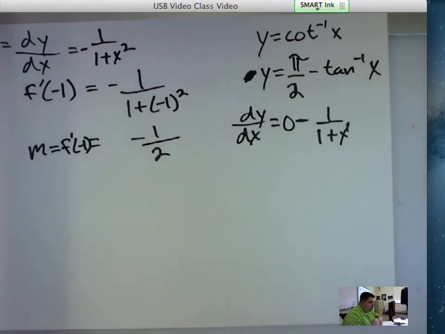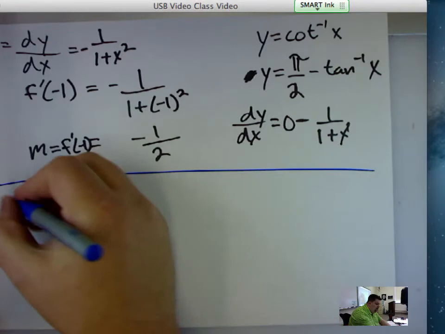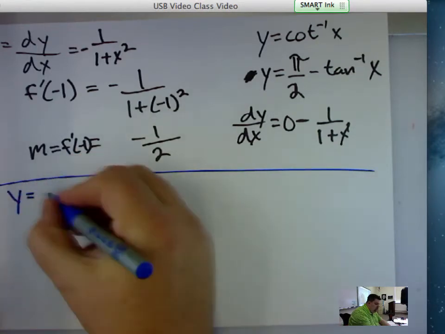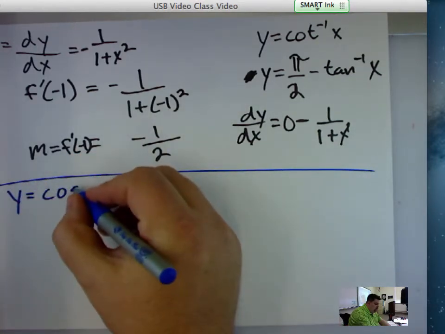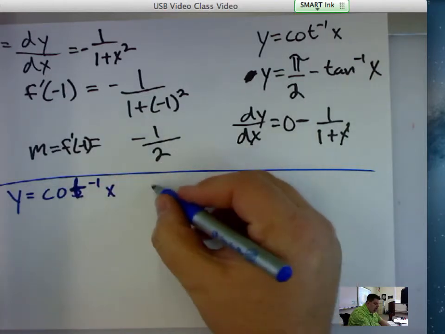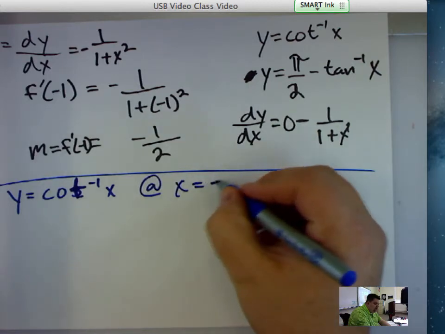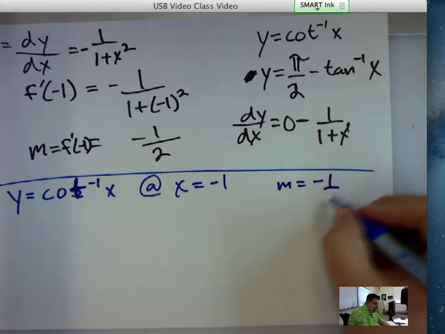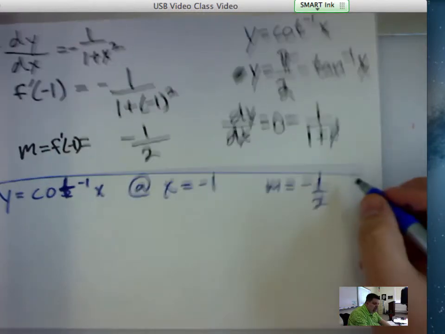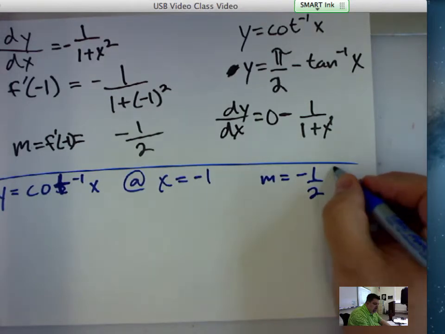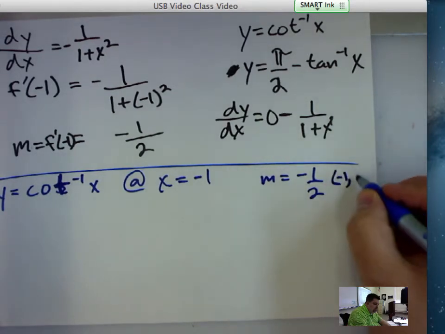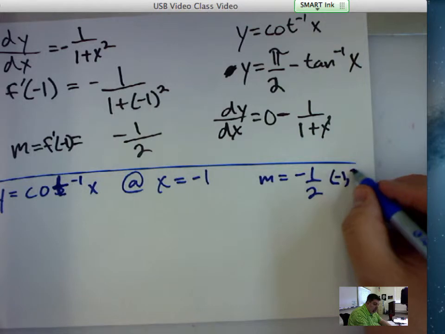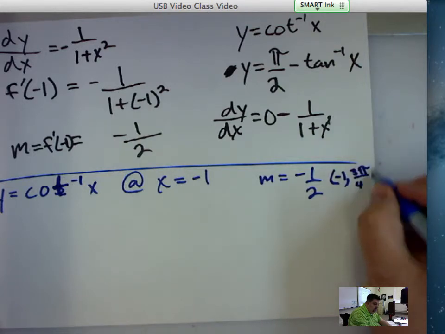So now to write the tangent line, we did all that work to find the tangent line of the function. Oh no, it was cotangent, wasn't it? Cotangent inverse of x at x equals -1. Well, what we found is that the slope at x equals -1 is -1/2, and that occurs on the point -1 comma, what was the point? 3 pi over 4. And we've done a lot of math just to get to that.